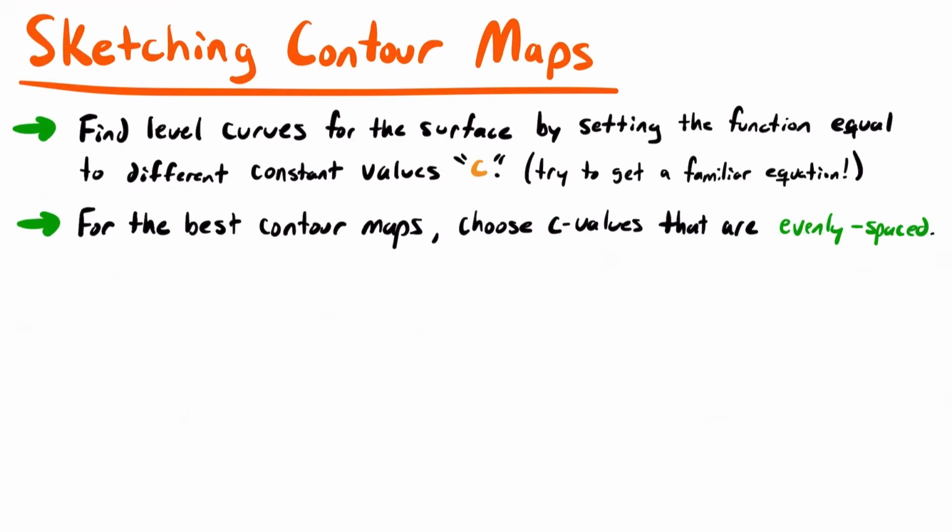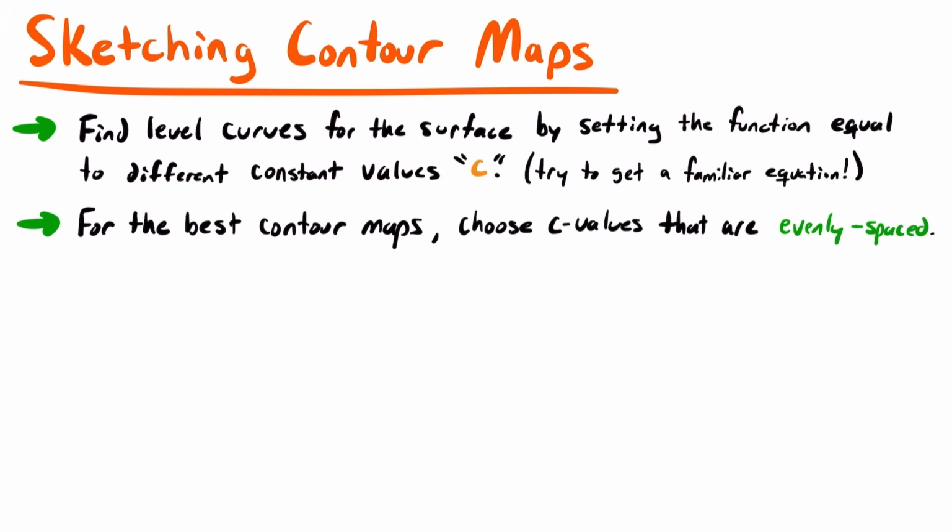In order to sketch a contour map, or sometimes you'll hear it called a contour plot, but I'm going to call them contour maps in my videos, you want to start by finding different level curves. And to find level curves for a surface, you want to set the multivariable function equal to different constant values of c. Those different constant values c are essentially just different values of z, your dependent variable, where you want to get a trace of your surface.